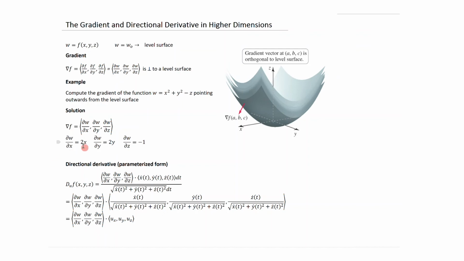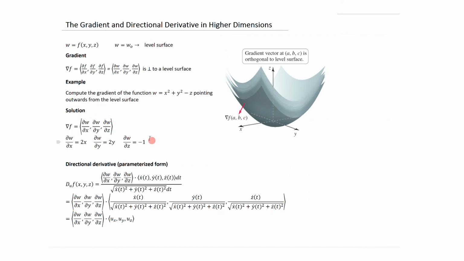So you'll end up with 2x, 2y, minus 1. For x greater than 0, this is positive. For y greater than 0, this is positive. And this is minus 1. So if you look at this picture here, assuming that x and y are slightly positive, that vector is pointing in the x direction and the y direction, but it's pointing downwards, which is in the direction minus 1. So this expression is consistent with the direction of the arrow that you see here.